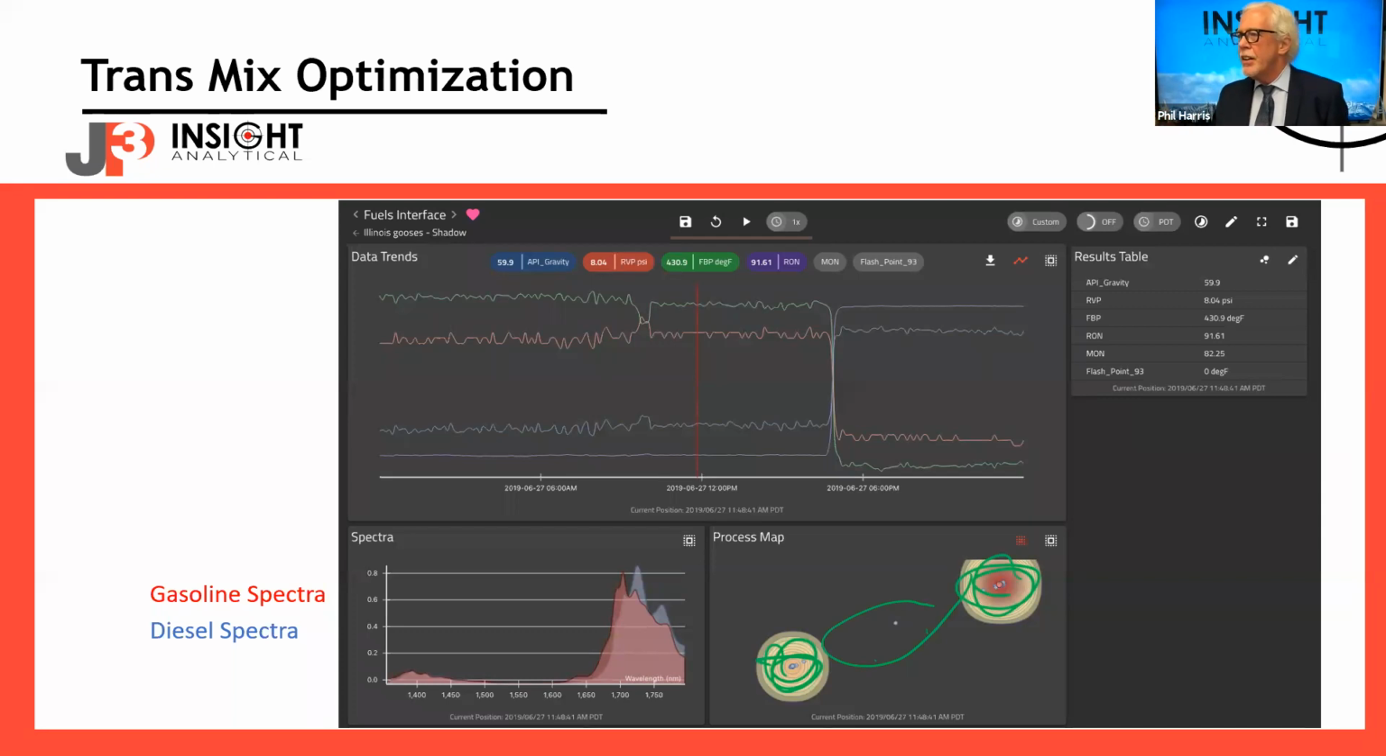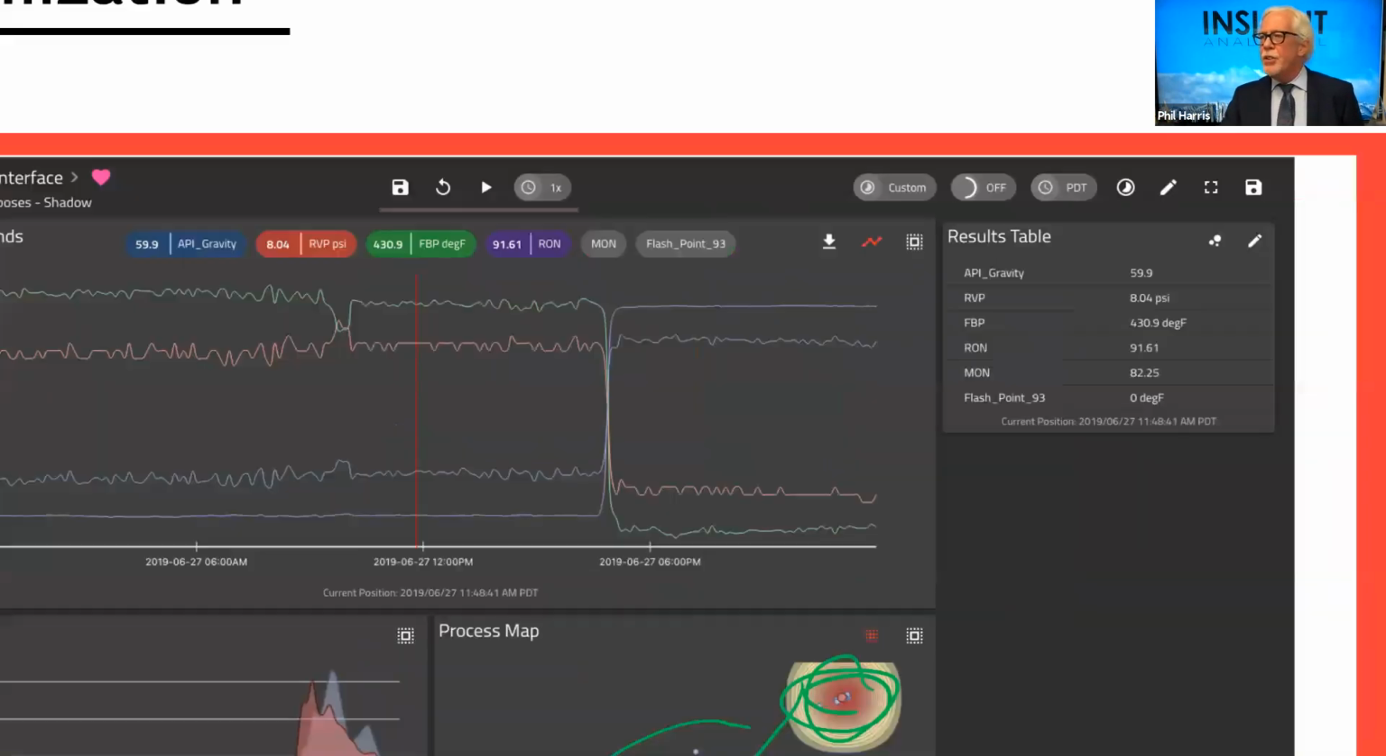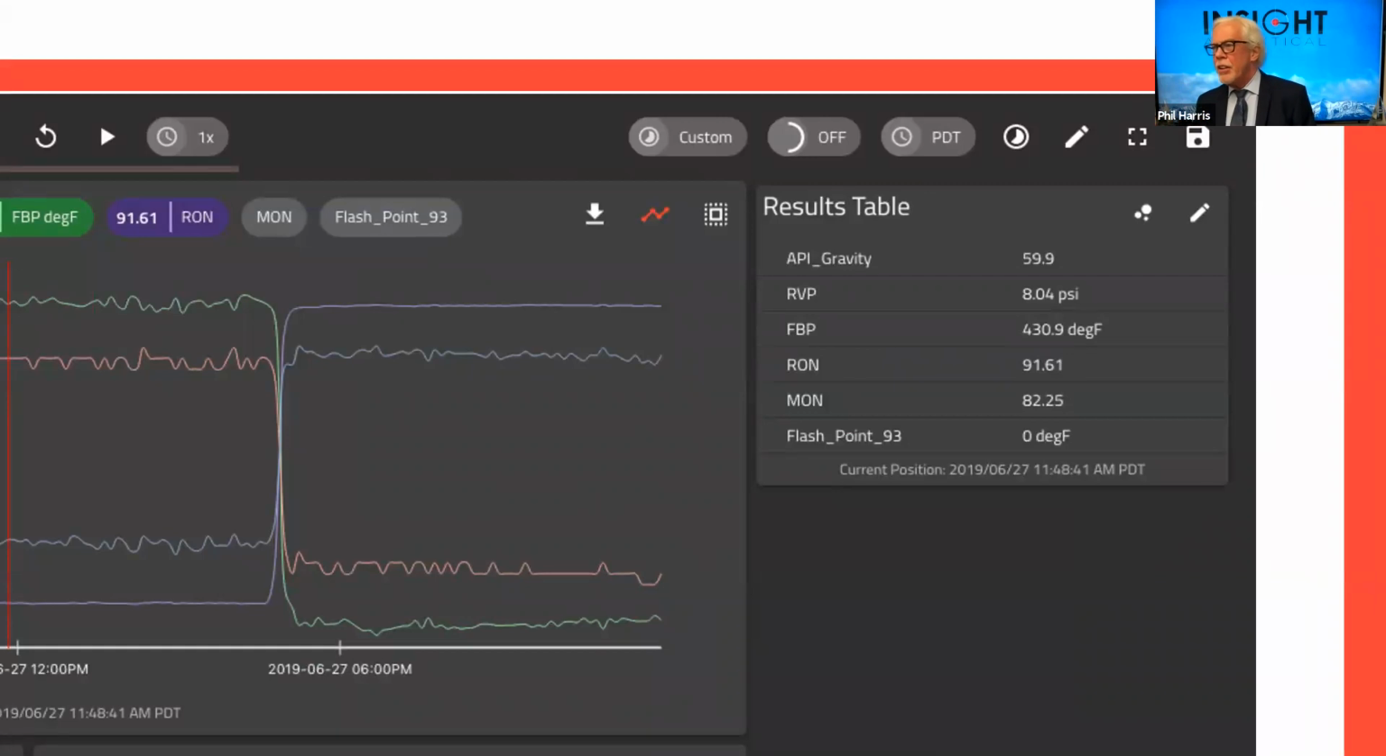I have to go back and I got to move something around if I want to be able to see. Oh, sorry. I guess I can look at it here. Oh, no, I don't have the right colors. Anyways, in this particular case, they're looking at a product and they're doing an analysis based on those principal components, saying, what's its API gravity? What's its Reid vapor pressure? Final boiling point, octane numbers, run them on.